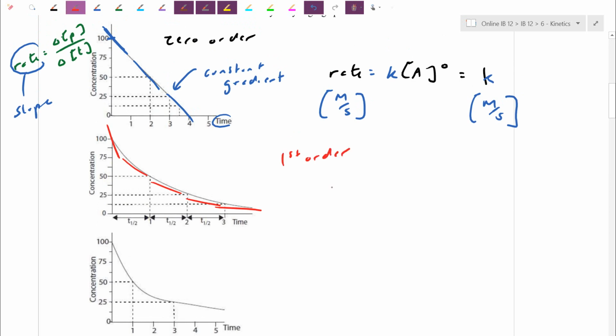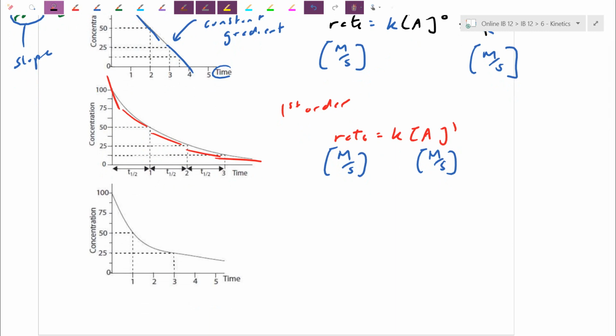So for a first order graph, we're looking at something like rate is proportional to k times A to the power 1. In this case, again, just bank on the fact that rate has to be in units of molar per second. Oh, great. A already has the units molar per second. That means k actually doesn't need to have any units. So k is still going to have a value, but it's going to have no units because it already has the molar per second that it needs from earlier.